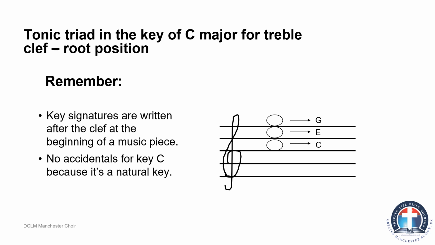On the left side, I've given out things to remember when you are writing out the tonic triads. On the right side, you can see how the tonic triad is positioned on the stave. Now, what do we need to remember for the key of C major?